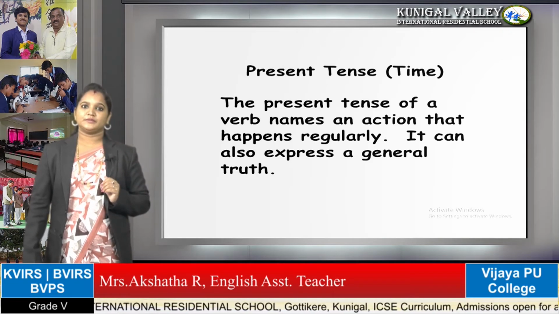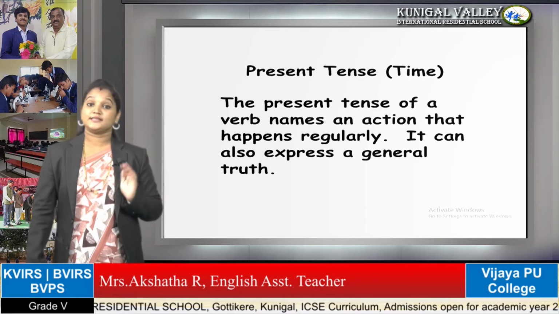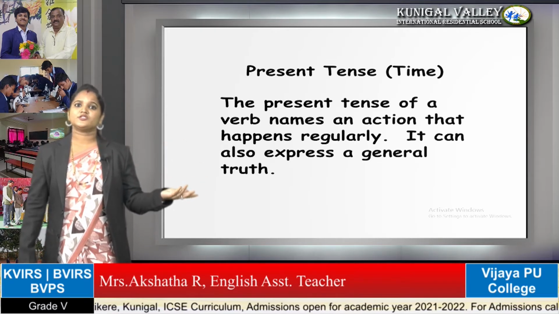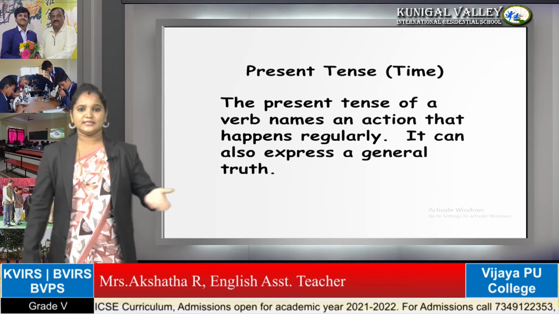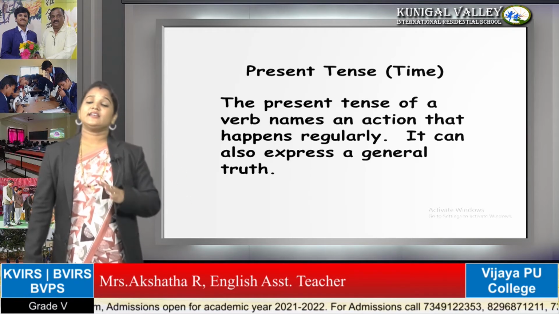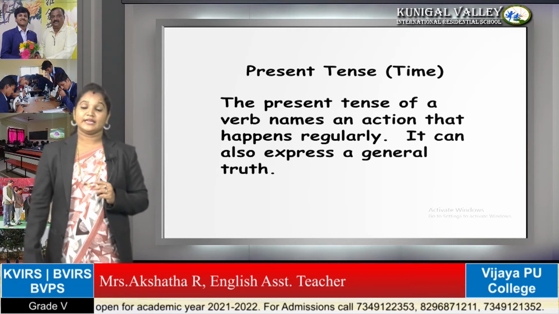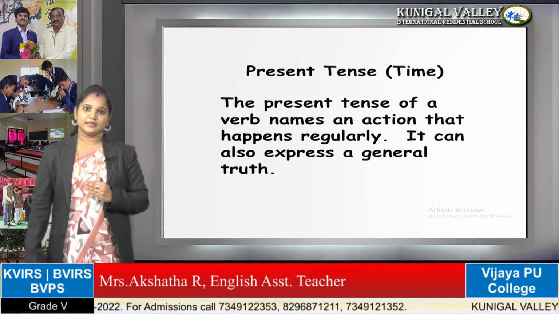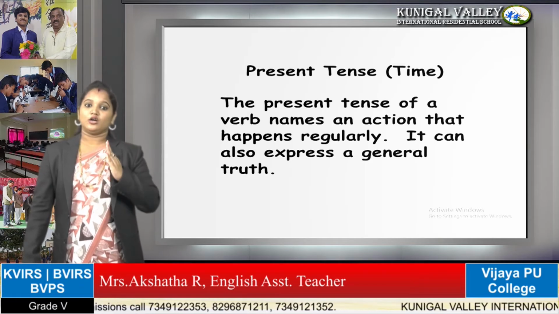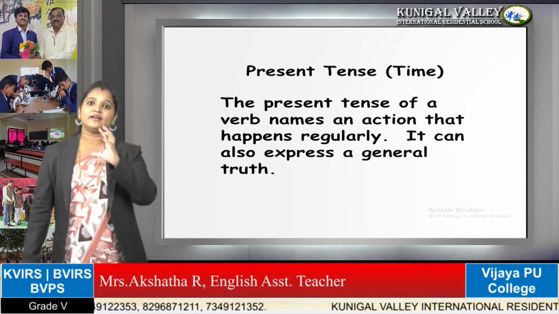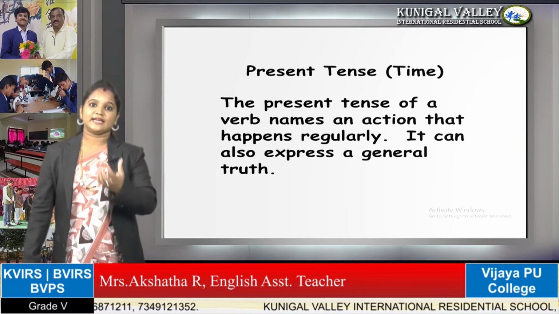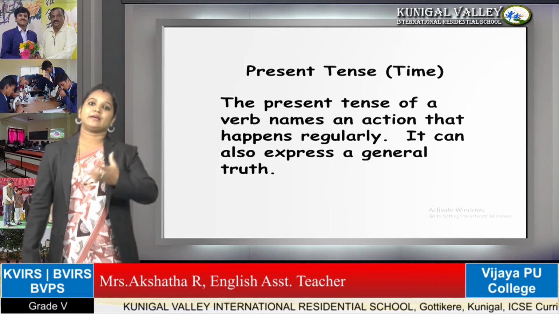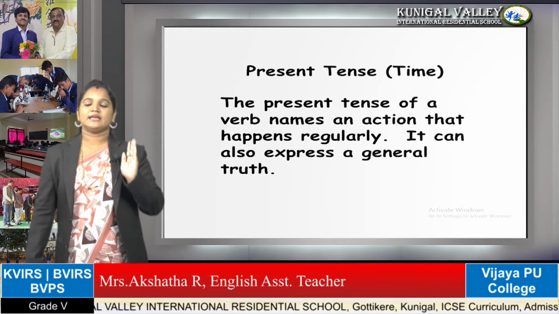For example, the sun rises in the east. It is happening regularly, so it belongs to the present tense. It happens every day. It can also express a general truth. India is our country. It's a general truth. It is in the present tense. So in a present tense sentence, looking at the verbs, we can decide whether they are telling about a truth or actions which are happening regularly. The first thing is present tense.